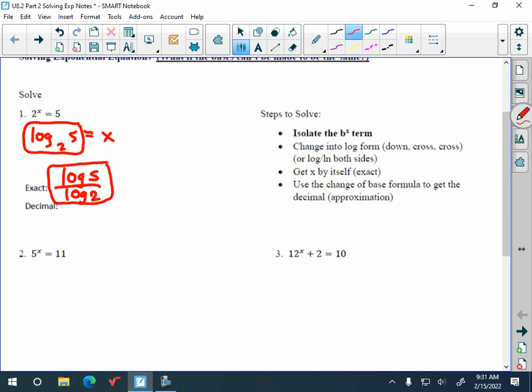Now, that doesn't really mean anything, so we're going to go ahead and find the decimal answer. We take our calculator and put in log 5 divided by log 2. With these decimals, we're going to round to 3 decimal places, so the thousandths. And so you should get 2.322, I believe. So you want to practice using your calculator, rounding to 3 decimal places.